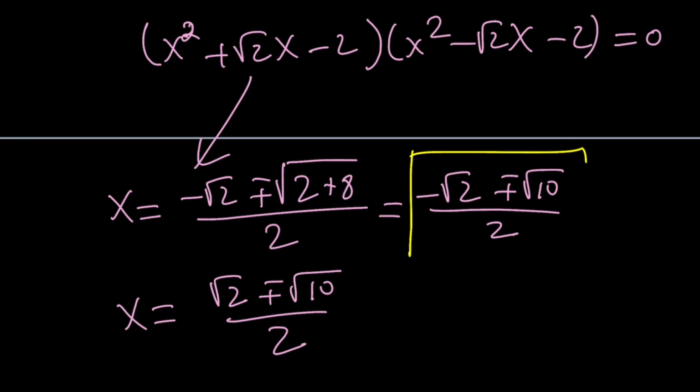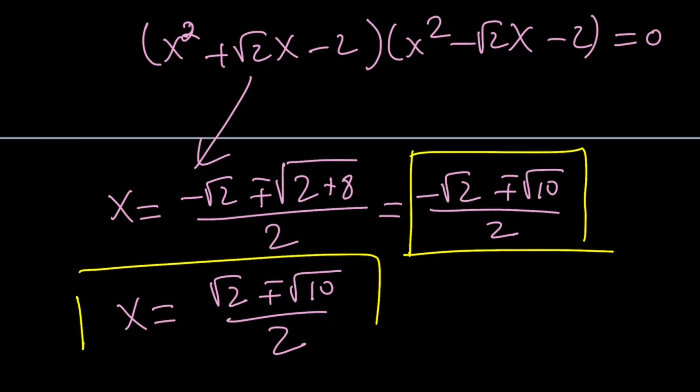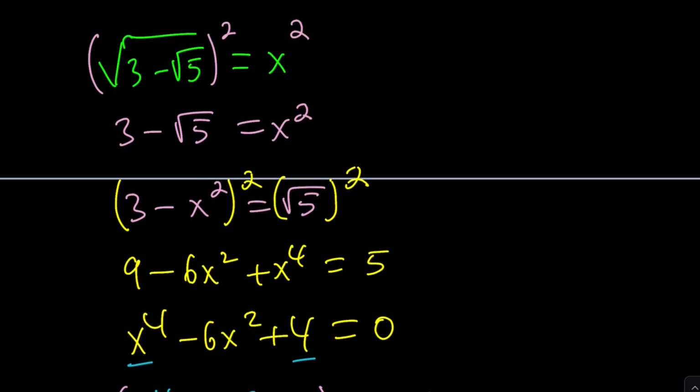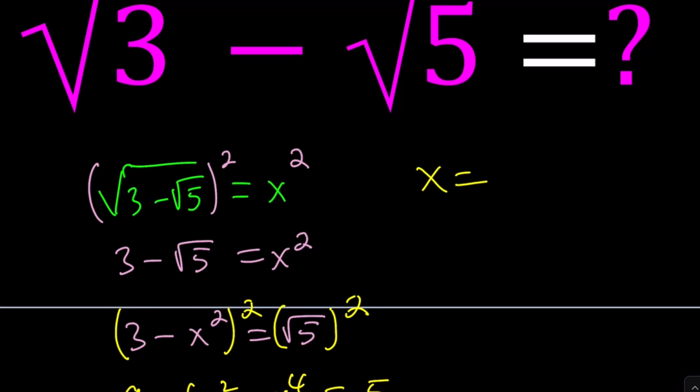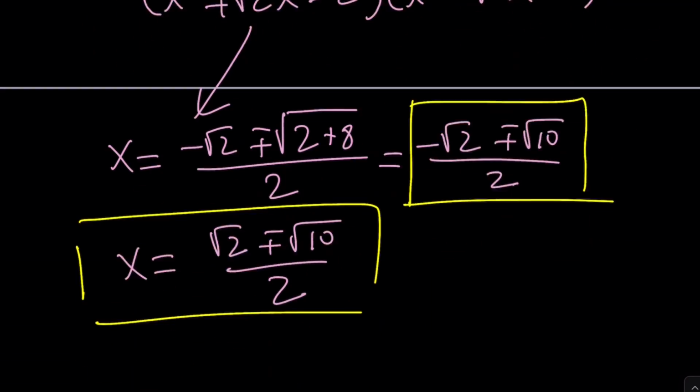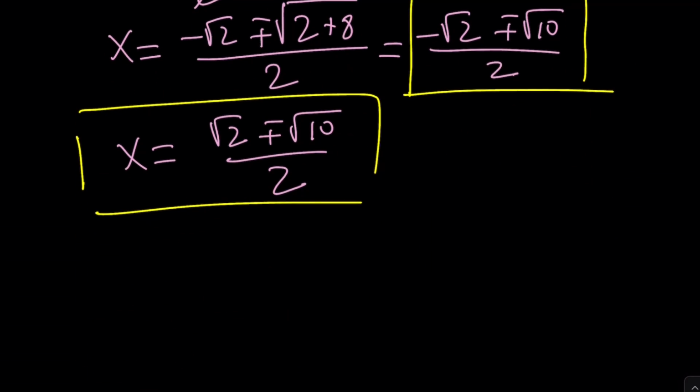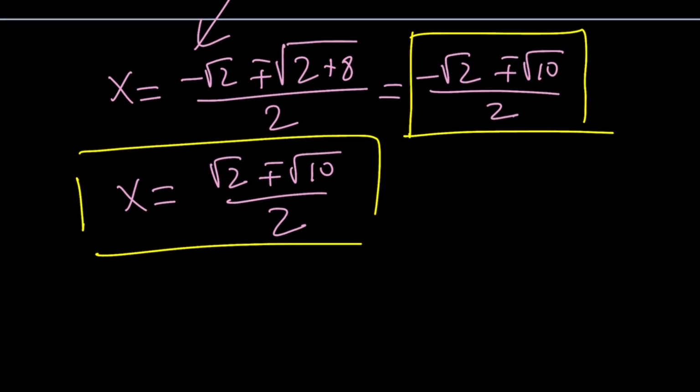Great. And guess what? Our original expression is x, remember? So since x is equal to this and we're trying to denest this, one of the roots should be the answer. But which one? That is the million-dollar question. So let's go ahead and answer that question right now. How do we know which one is which?